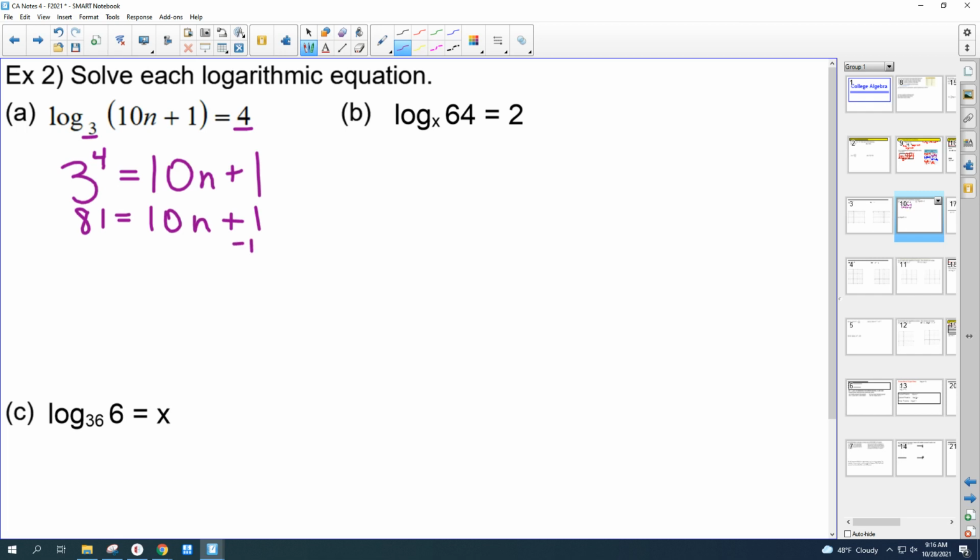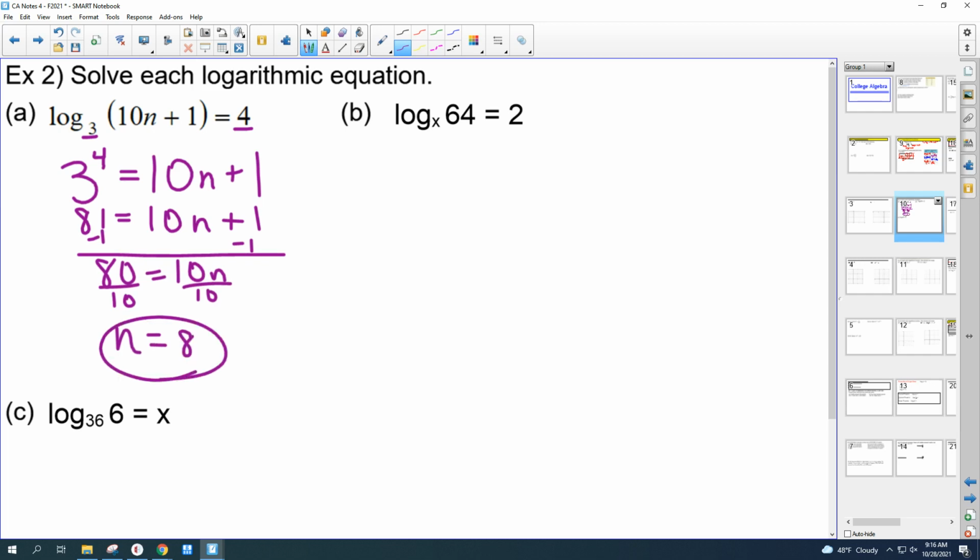We can subtract this 1 and get 80 equals 10n. And we can divide by 10. We've done this a million times. We're going to end up with n equals 8. N equals 8. We just solved an equation.